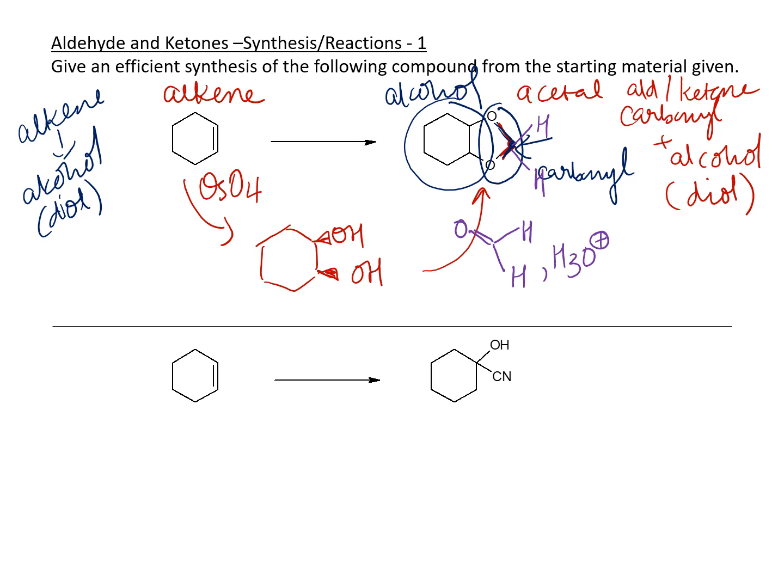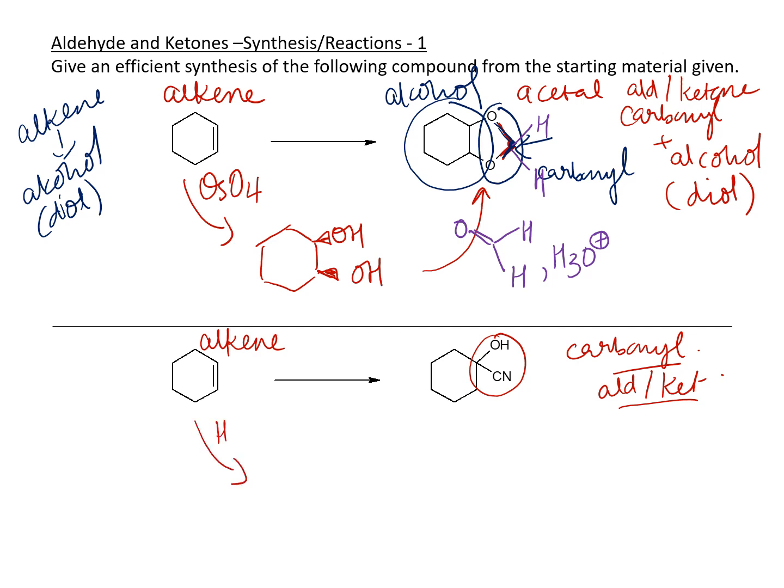In case of the next one, we have an alkene again, and now we are going to something like an alcohol and a nitrile on the same carbon. So we know we can get an alcohol and a nitrile from a carbonyl. Of course we are in the carbonyl chapter, but we can get that from an aldehyde or a ketone. So I need to figure out how to go from an alkene to an aldehyde or a ketone, and the best way to do that is to form an alcohol first.